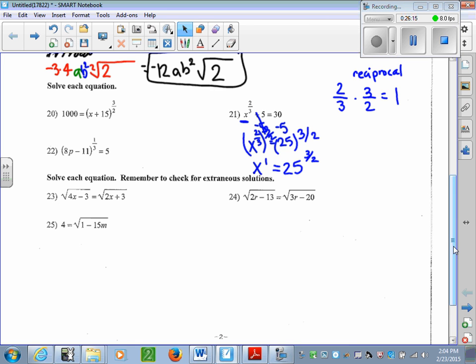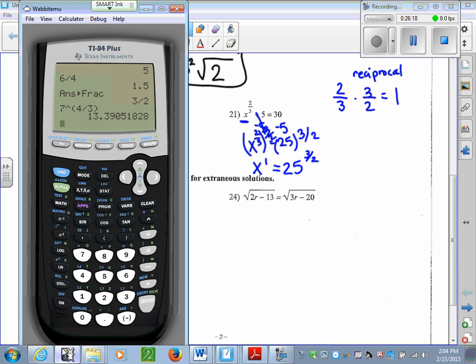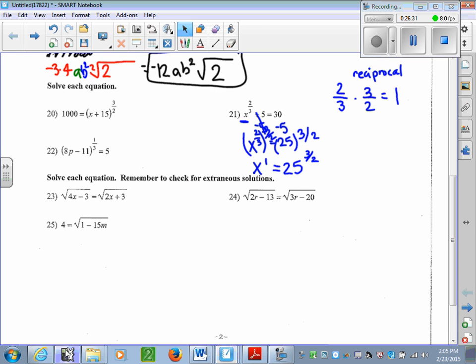Now I can just put this in my calculator and see what 25 to the 3/2 is. You don't have to use parentheses on your calculators, but I do on mine. It is 125. So x equals 125. Okay? So remember, my reciprocal is what I was multiplying by on both sides.